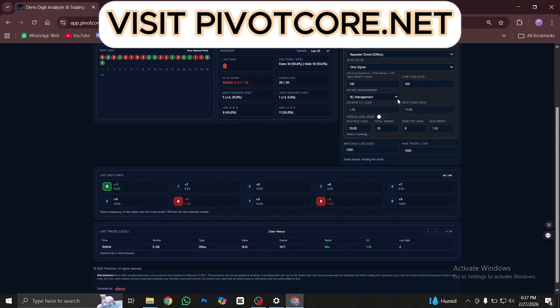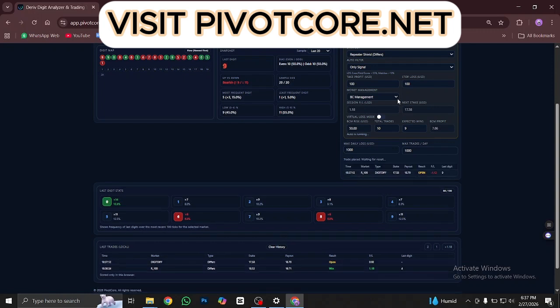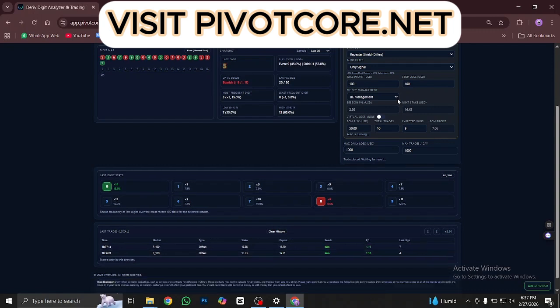In this session, we're focusing on one of the most consistent ways to grow an account, the digit differs strategy. The logic is simple. We are betting that the next tick will not be a specific number. While this sounds easy, doing it manually is dangerous because the market moves faster than you can click. That's why we use PivotCore.